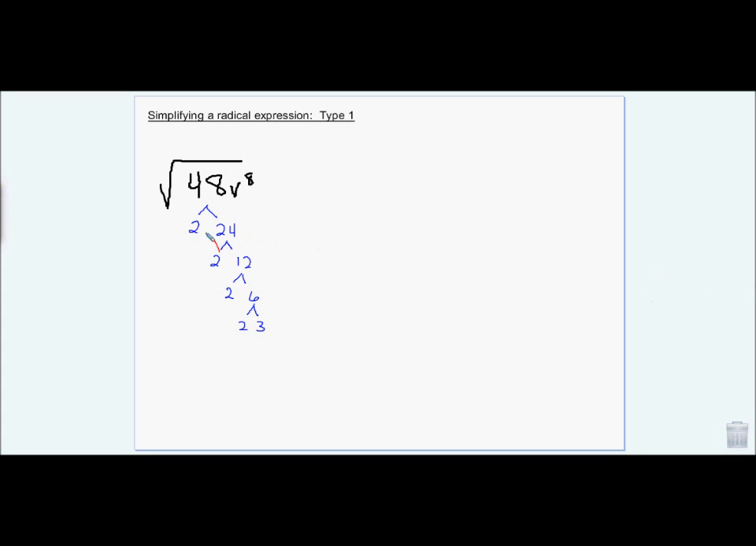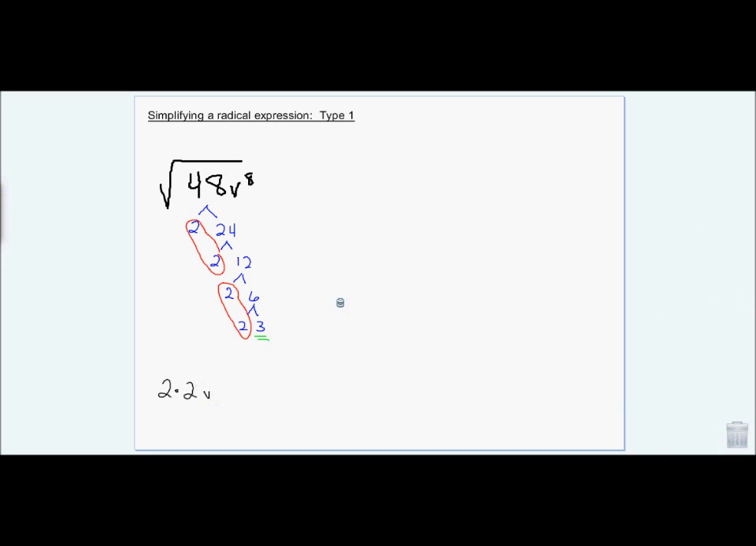Every time we have a pair, we can pull one of those out, and then anything remaining has to stay inside the radical. So we have two 2's that we can pull out. We'll multiply those together.